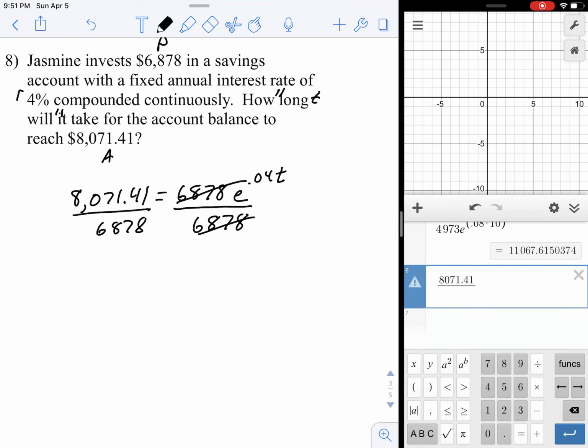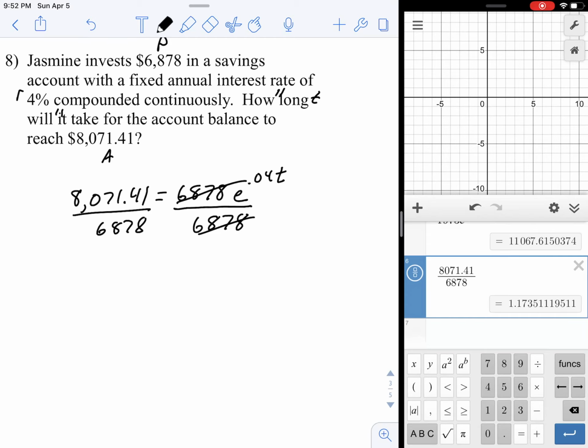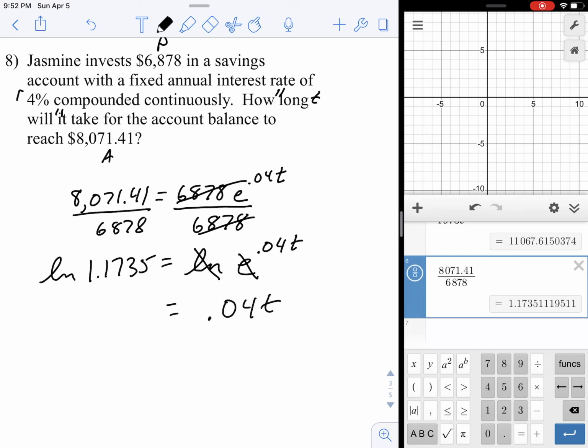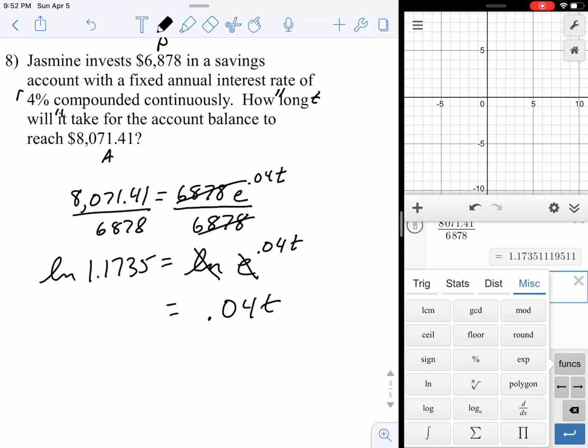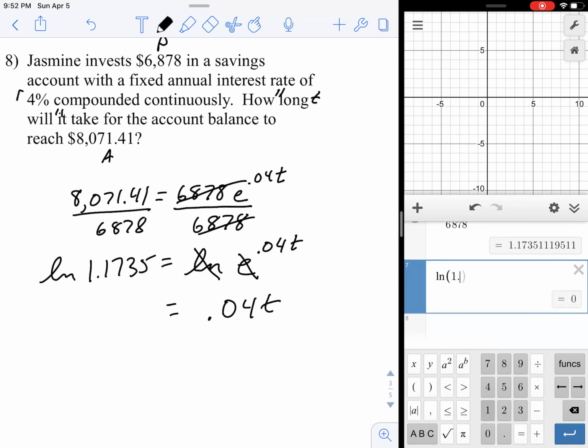So 8,071.41 divided by 6,878 is 1.1735. And remember, as you do these, 4 decimal places, pretty important. Okay, so I did not leave enough room for my next step, which, as you know, to cancel out a base, you need a logarithm. The base e has its own special logarithm called the natural log. So you take the natural log of both sides of the equal sign. That's what cancels out the right-hand side, gives you 0.04t. On the left, we have a special shortcut button. It's the ln button, 1.1735.